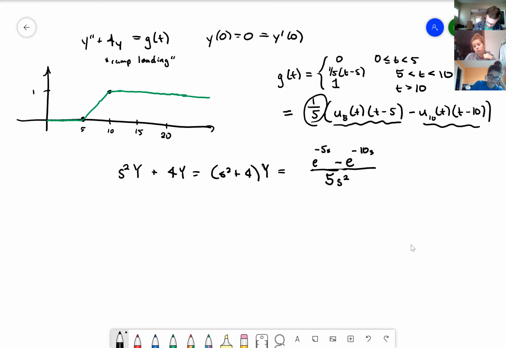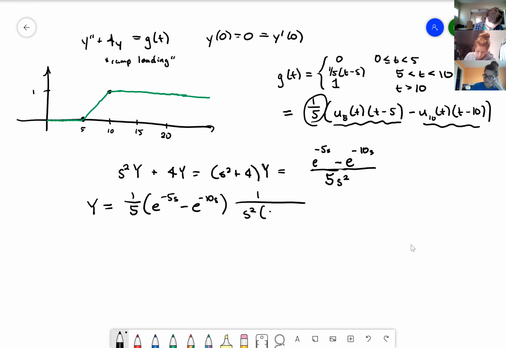And our Y here is going to be equal to, let's factor out the stuff that doesn't look like polynomials in the denominator. So that is a factor of 1/5 out in front, e to the minus 5s minus e to the minus 10s, and then we're going to have a fraction 1 over s squared times s squared plus 4. So we've got a couple of quadratics here.